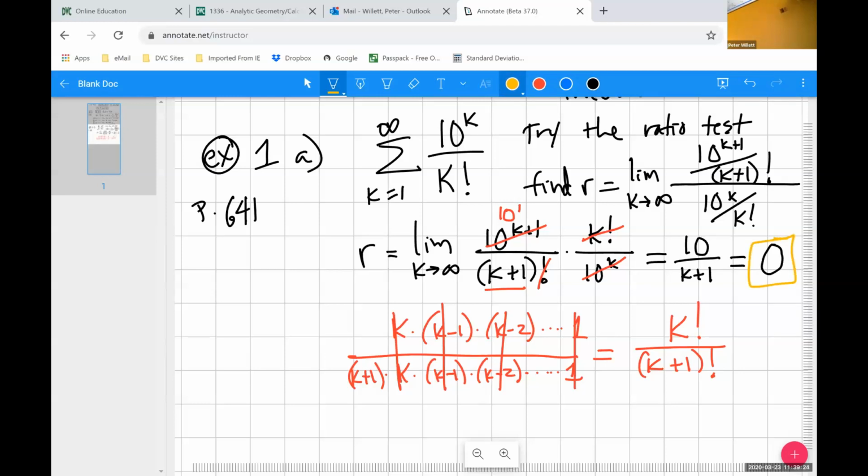So in order to apply the ratio test, I set up an R equal to the limit as k went to infinity of the k plus 1th term divided by the kth term, and that turned out to be 0. Any questions about how I did that, or about this simplification of the factorials or anything?